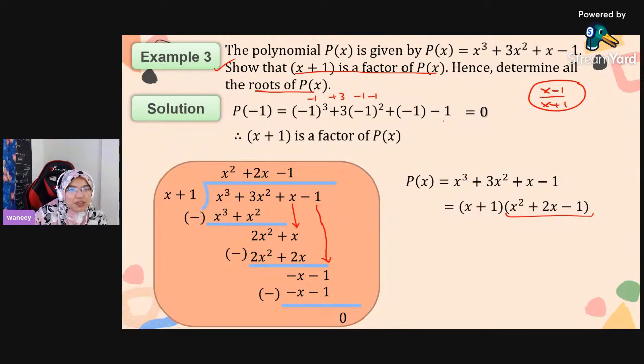In example 4, I'll show you another way. If you don't want to do the long division, you can actually decide whether the long division or that method is easier.